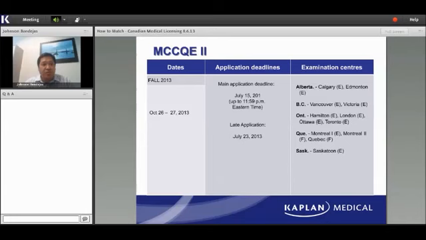As for the QE2, the next available date will be October 26 to 27, and this is offered in Calgary, Edmonton, Vancouver, Victoria, Hamilton, Toronto, Ottawa, and Montreal, which has 2 centers. It has an English center and a French center, and also Quebec. Quebec will be more of the French center, and Saskatoon is also going to offer an English center exam.